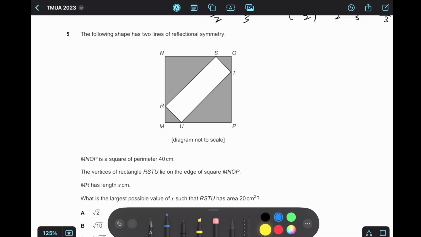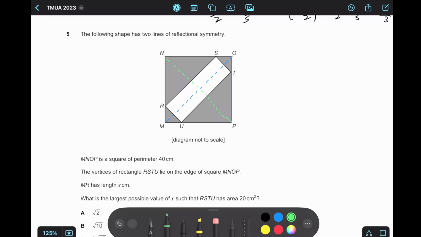So in order to solve this problem, we will first look at some elementary properties. The first line of the statement says that the shape has 2 lines of reflectional symmetry. By just inspecting this figure, we could guess that the two lines of reflectional symmetry are here and here, respectively. And it makes sense because RSTU is a rectangle and MNOP is a square, so we would suppose that through this arrangement, the two lines of reflectional symmetry have to be the diagonals of the square.